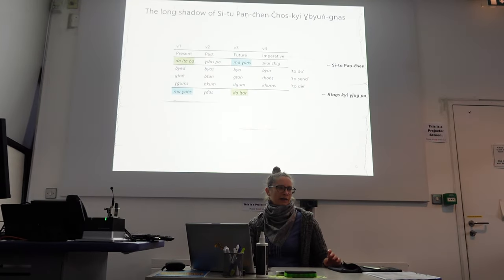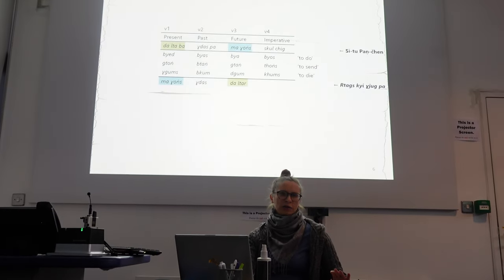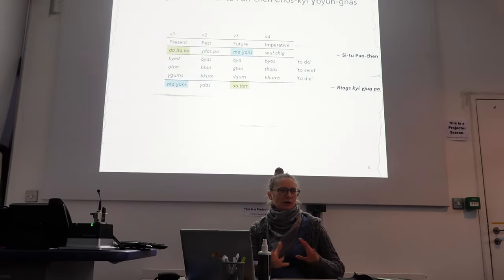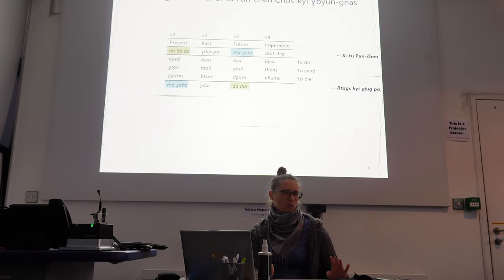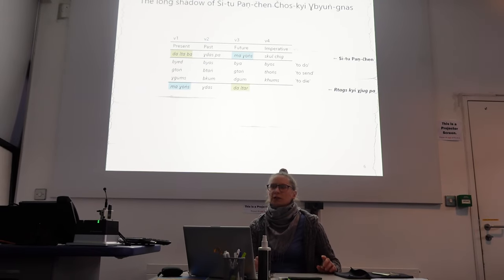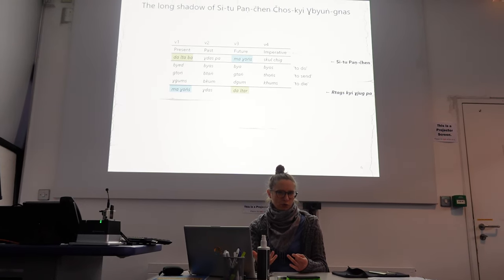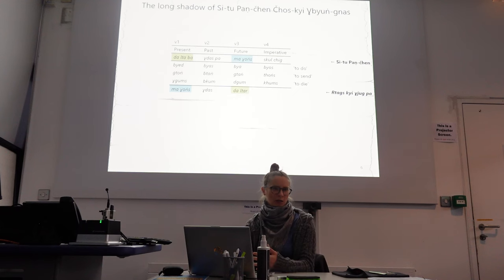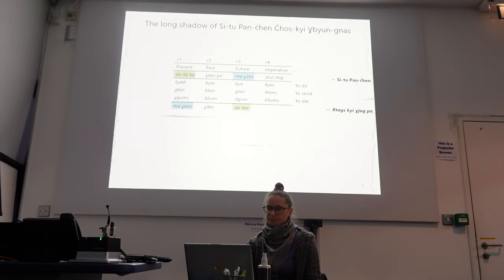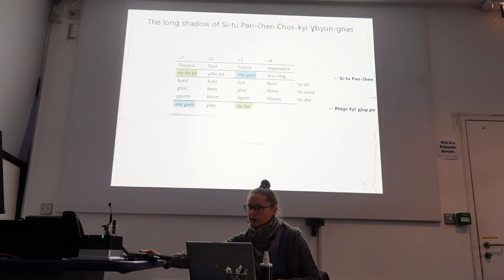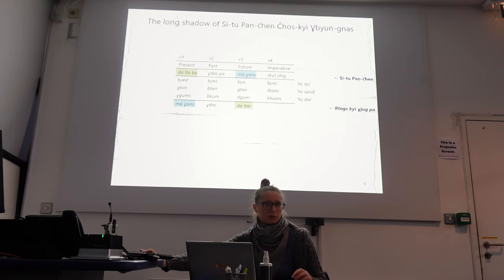But even there, already in the 19th century, some of them realized that this future thing just doesn't work. So what they sometimes did was try to translate or explain the V3 forms as necessitative mood, in terms of something must be done. Not future tense, but something must be done. So there was a kind of trying to find a compromise. But it still doesn't work.